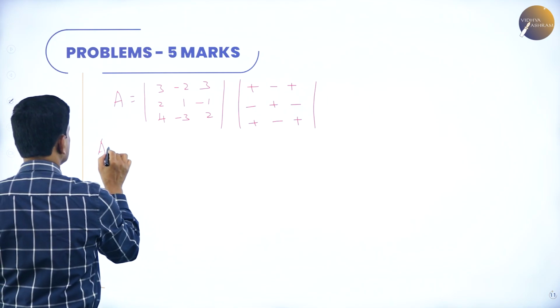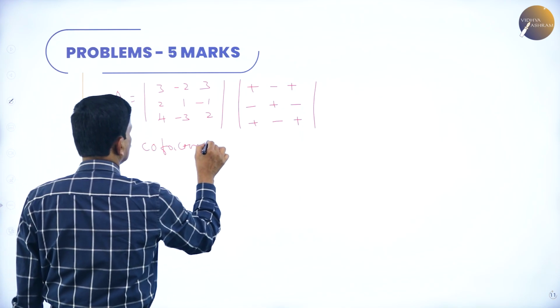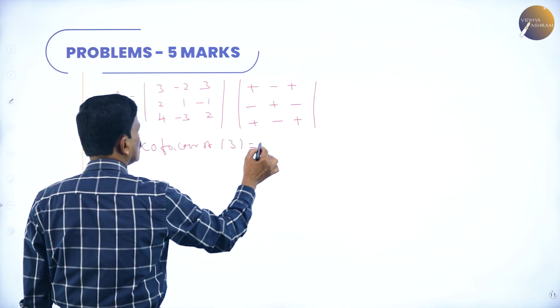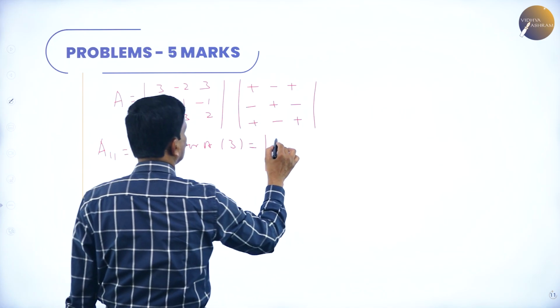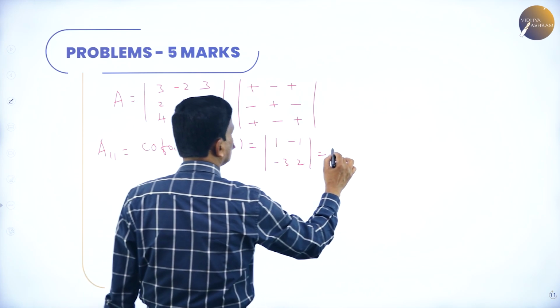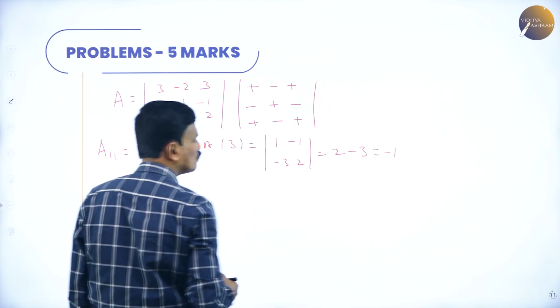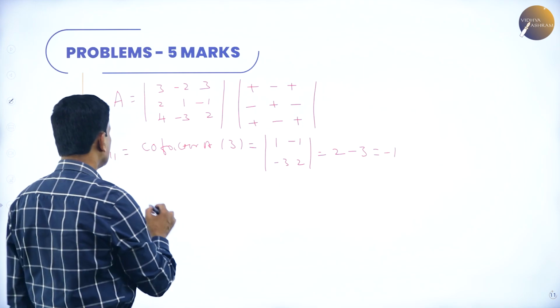Now, let us call it as A11 is equal to cofactor of first element 3. So, just delete this row and column: 1, minus 1, minus 3 and 2. This is equal to 1, 2 is 2, minus into minus, plus into minus, minus, that is equal to minus 1. 2 minus 3 is minus 1.